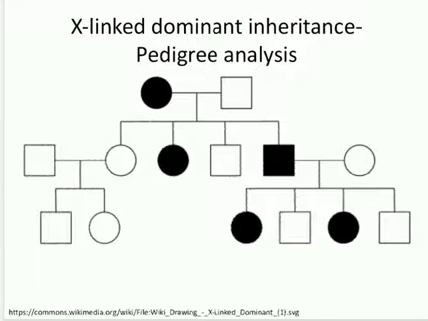This is X-linked dominant inheritance. If you see this, you can infer that it is similar to autosomal dominant. But how can you differentiate it from autosomal dominant? What are the things that differentiate it? One thing is the trait is more frequent in females than in males. The next thing is that an affected male transmits the trait to all his daughters and not to his sons.